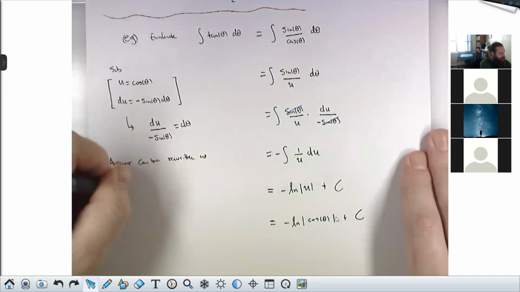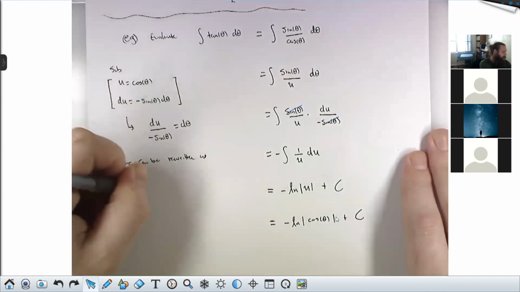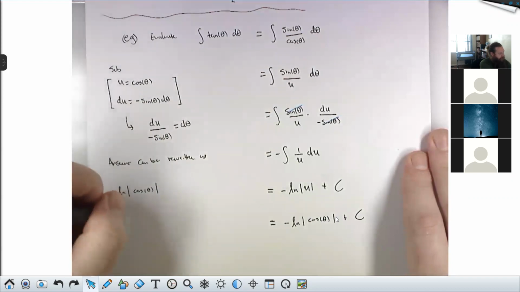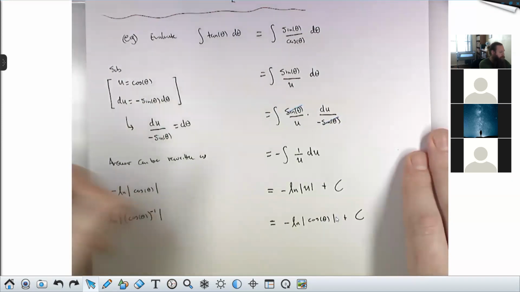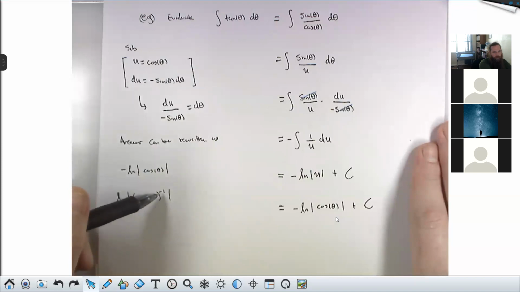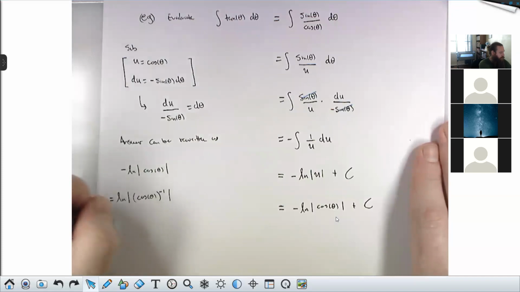If you think about the rules for logarithms, the ln of the absolute value of cos theta is the same as the ln of the absolute value of parentheses cos theta all to the negative first power, right? This negative is a -1, and one of the rules for logarithms is that multiples out front can come inside as powers. Now, this isn't the arc cosine function. This isn't the inverse cosine function. This is actually an exponent. It's cosine of theta, all raised to the power of -1, which is 1 over cos theta.